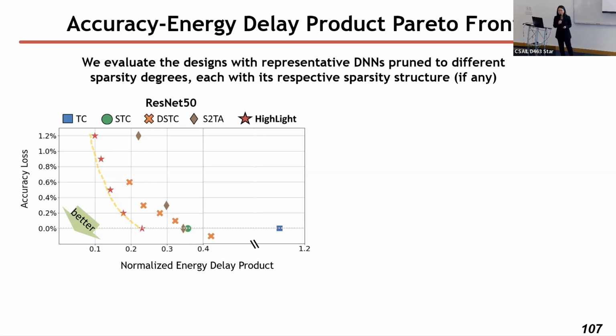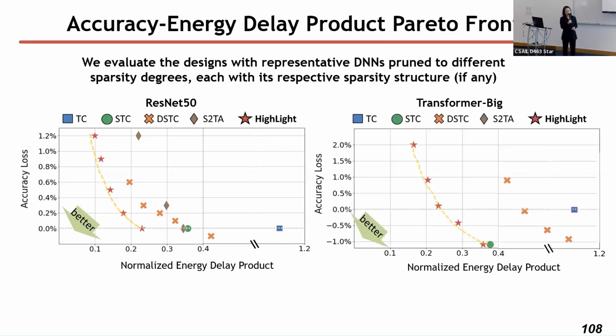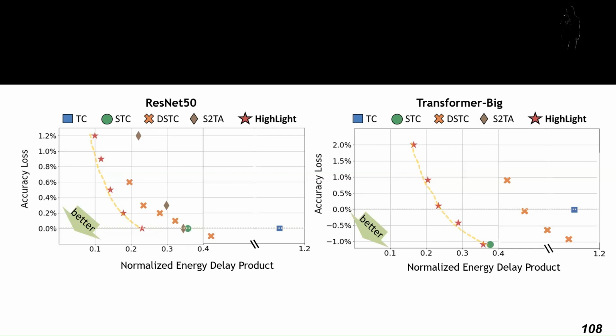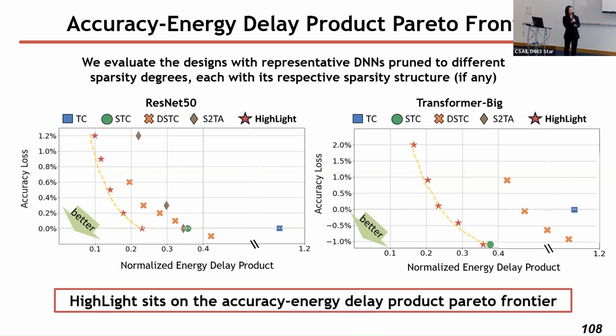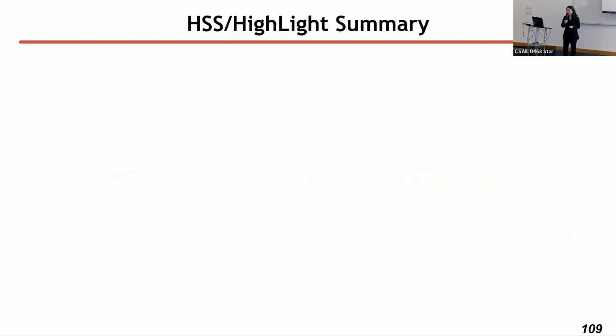Okay, nice. And then we also evaluate the same metrics on another model, the transformer. This is an attention-based model, and we have much denser activation in our evaluated model. As a result, HighLight is performing even better compared to the STC, which is the unstructured sparse accelerator, because it pays too much overhead for all of the sparsity-related optimizations. Okay, so with these two example workloads, we also evaluated some other ones. But with these two example DNNs, we are able to show that HighLight sits on the accuracy-energy delay product Pareto frontier.